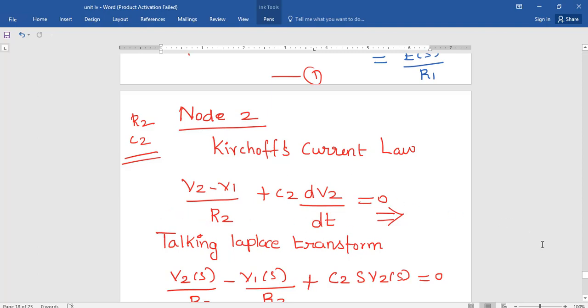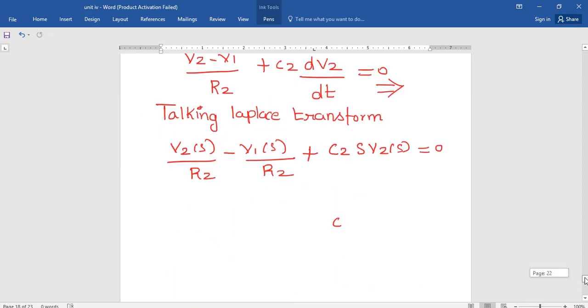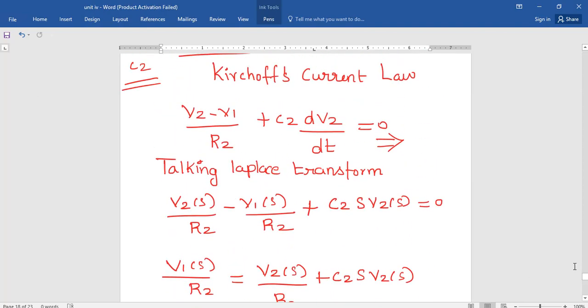The next step is to take the Laplace transform for the equation. If you take the Laplace transform for this equation, you will get V2 of s by R2 minus V1 of s by R2 plus C2 s V2 of s is equal to 0. Our aim is to obtain an equation for output and input.